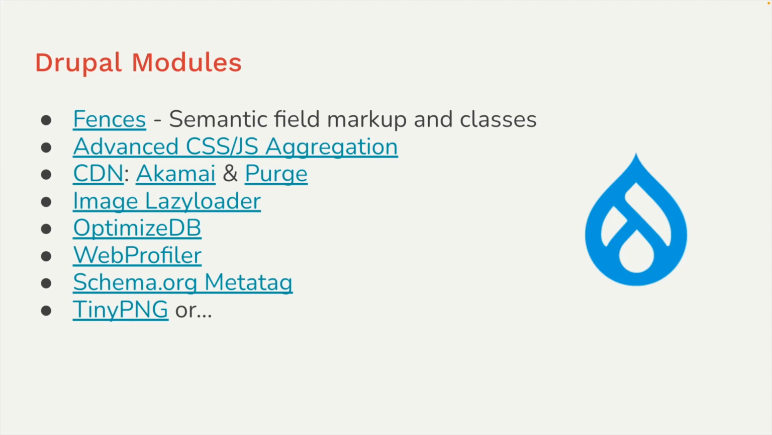But there are also ways of looking at your system as a whole, and finding ways to optimize your database, to profile your system, to see what the pages are that are taking the longest. And Optimize DB and Web Profiler are two modules that can be useful for looking at the performance of your pages.